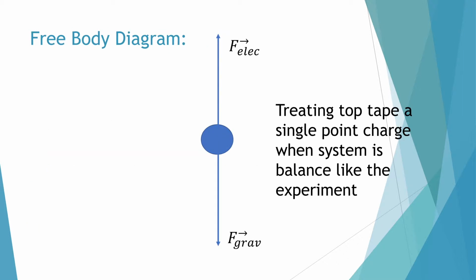So this is a free body diagram of what the top piece of tape is going to look like if it was treated as an individual point charge. We're trying to find an electric force and a gravitational force that are going to be equal in magnitude and opposite in direction so that the top piece of tape will suspend motionless.